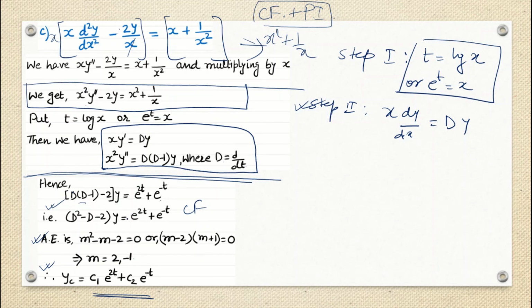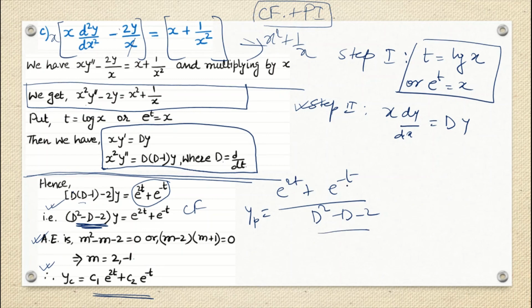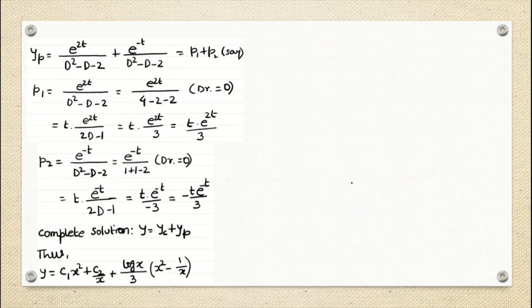What will be my YP? YP is just the right hand side, whatever is present, divided by whatever is my left hand side. That means e raised to 2t plus e raised to minus t divided by D square minus D minus 2. This is what I am seeing. So this is your YP. Fine. These two terms are there, and you can write it as e raised to 2t by this much plus e raised to minus t by this much. Correct? Okay, so we are done with these two terms.